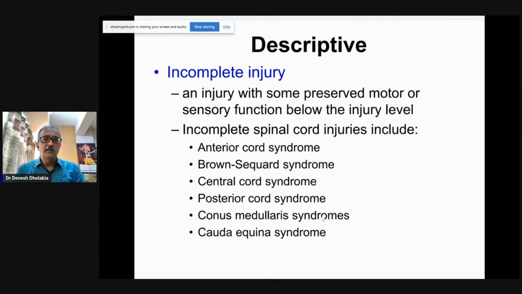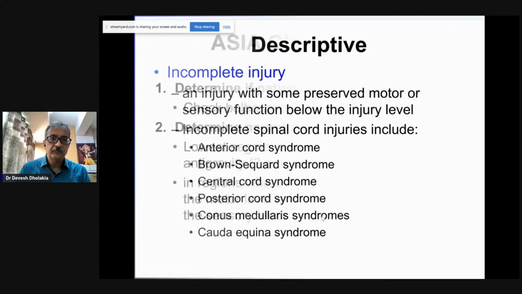Incomplete injury is where there is some preserved motor or sensory function below the injured level. The types of incomplete spinal cord injuries are anterior cord syndrome, the central cord syndrome, the posterior cord syndrome, cauda equina syndrome, and Brown-Sequard syndrome. These are a few types of incomplete injuries.